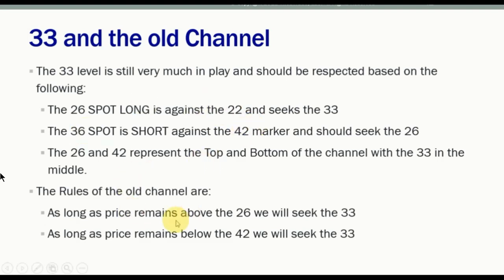The old channel rules were this. If price and trade remains above this 26, we go get a 33. And there's a crazy stat attached to that right there. If price remains below that 42 marker, we head back to the 33. So the 33 is very much key.